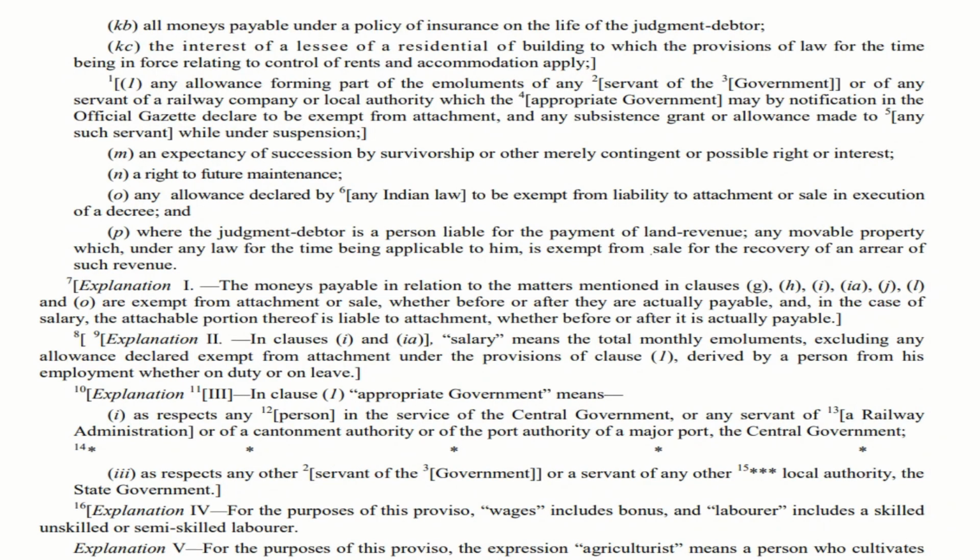Let us move to the next point, which is KC. Imagine there is a residential building and there is a lessee who has some interest in that residential building. This is one part of that particular point. The second aspect is that if that particular residential building is covered by the provisions of law for control of rents and accommodation, then the interest of that lessee in the residential building cannot be attached.